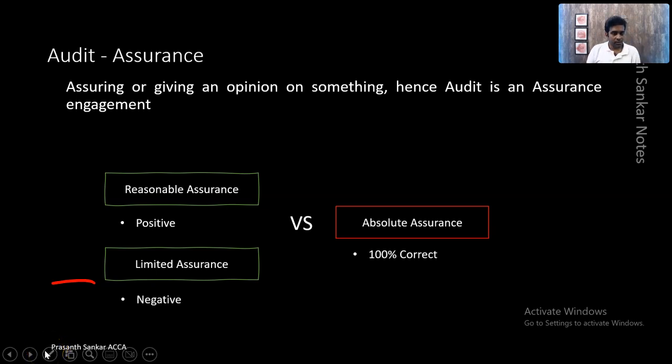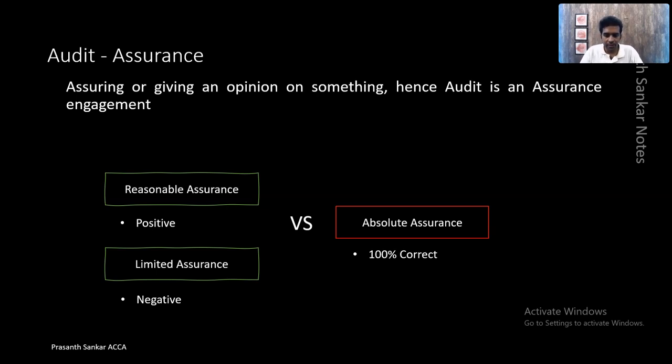So assurance engagements are divided into two types, or levels, of assurance. One is limited assurance and another is reasonable assurance. We said that audit is part of an assurance engagement, right? The statutory audit is part of an assurance engagement. So in an assurance engagement, we are giving an opinion on the subject matter. The practitioner is giving an opinion to the user on the subject matter, which is prepared by the responsible party. So the user's confidence will improve based on the practitioner giving an opinion on the subject matter.